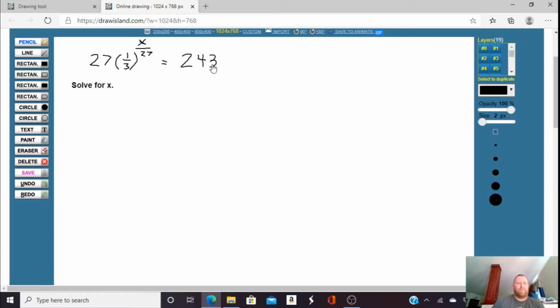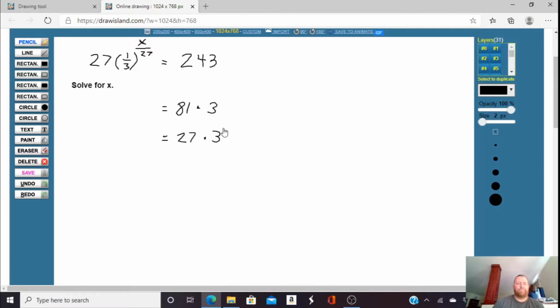If I'm good with numbers, I know that 2 plus 4 plus 3 is 9, so this whole thing is divisible by 3. So really, you can rewrite 243 as 81 times 3 if we divide it by 3, okay? And 81 is divisible by 3. That's just 27 times 3 times 3, or 27 times 3 squared.